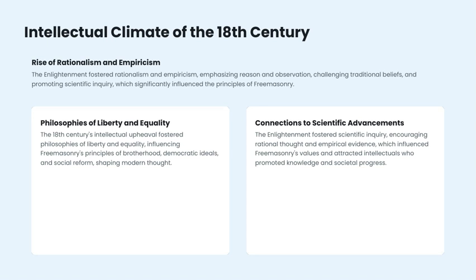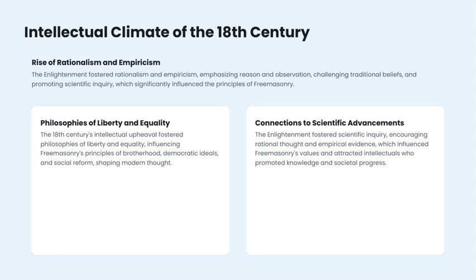The Enlightenment was a pivotal movement that really championed rationalism and empiricism. It emphasized the importance of reason and observation, encouraging people to question traditional beliefs and look for scientific explanations. This shift in thinking had a profound impact on many aspects of society, including Freemasonry, which was influenced by these new ideas of knowledge and inquiry.